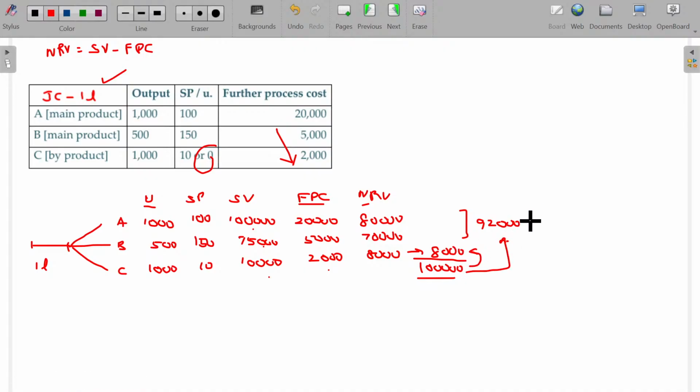This 92,000 will be segregated in the ratio of 8:7 between these two. Okay, the maximum capable amount recoverable from C is now charged to C. The rest will be segregated to A and B in their own NRV ratio. I think 49,067 and 42,933.